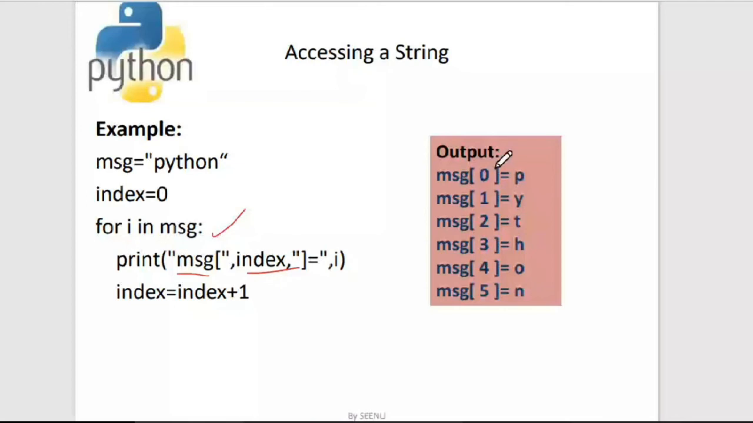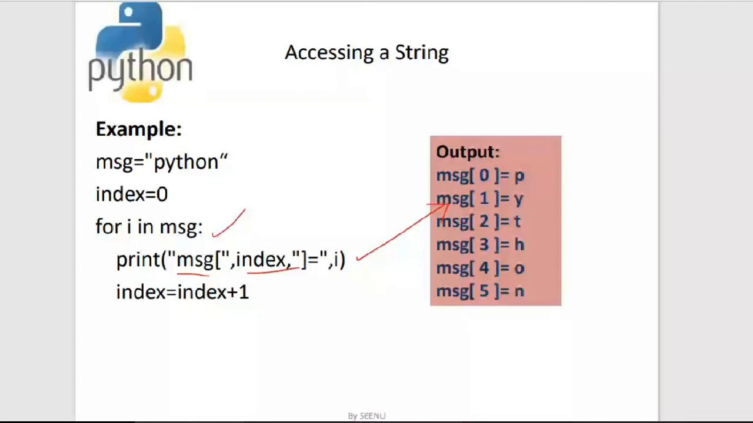If I just say print i, it will print P, Y, T, H, O, N on different new lines. But here I wanted this format: MSG, then a square bracket and the index value. That's why I have written the print statement this way, and I'm incrementing the index value. Once it reaches the end of the string, the for loop will stop and come to the immediate next statement. There is no next statement, so the program will stop executing. This is how you access a string.